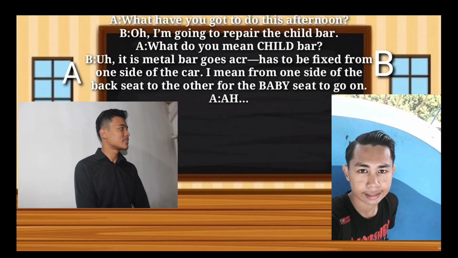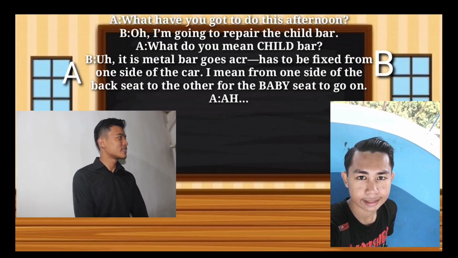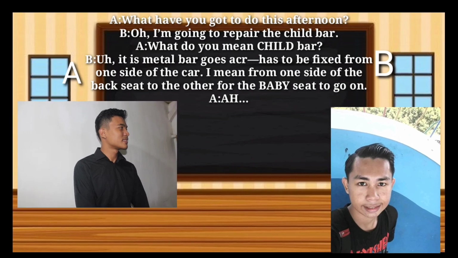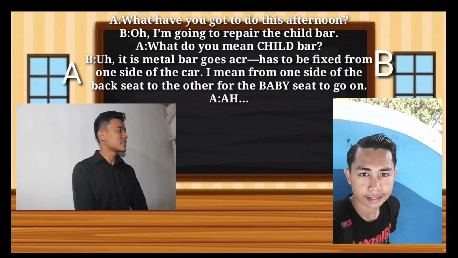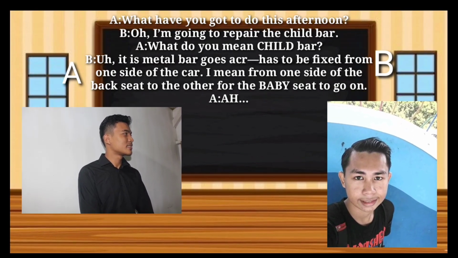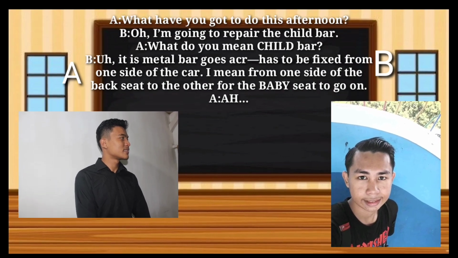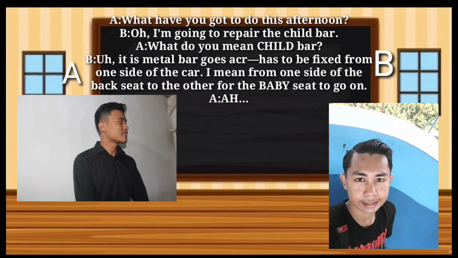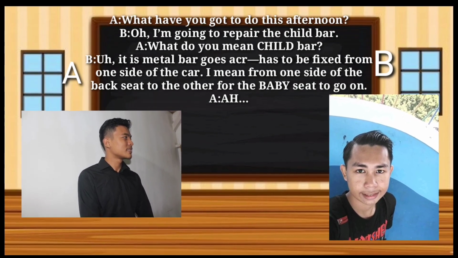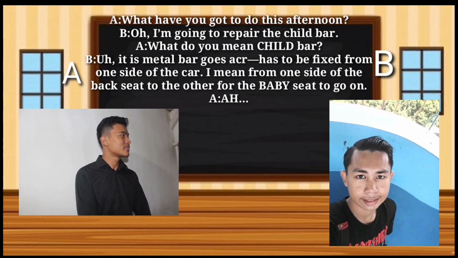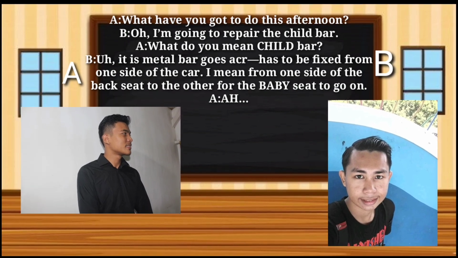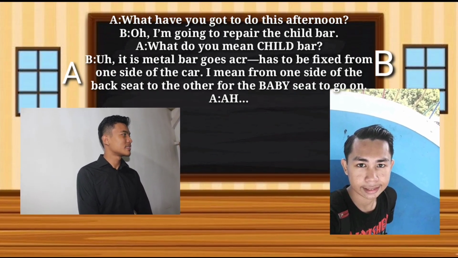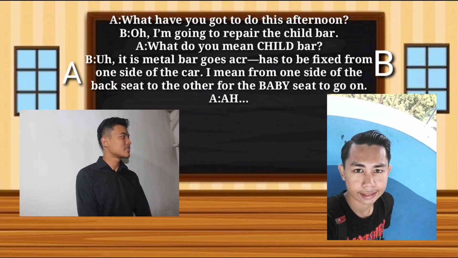What have you got on this afternoon? Oh, I'm going to repair the child bar. What do you mean, child bar? Oh, it's a metal bar that has to be fixed from one side of the car, from one side of the back seat to the other, for the baby seat to go on. Ah, okay.